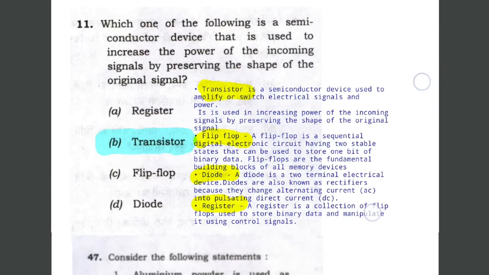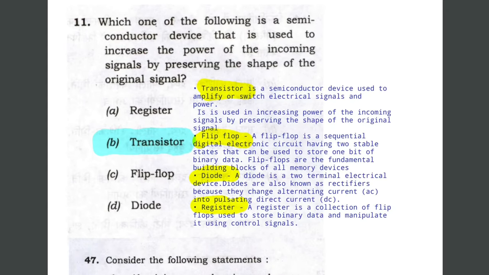Then this next question is also important: which of the following is a semiconductor device that is used to increase the power of the incoming signals by preserving the shape of the original? So the correct answer would be transistor, and its main work is to amplify the electrical signals and power. Then for value addition, you can read all these 4 devices.